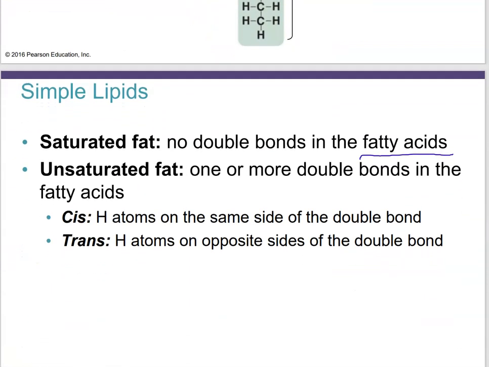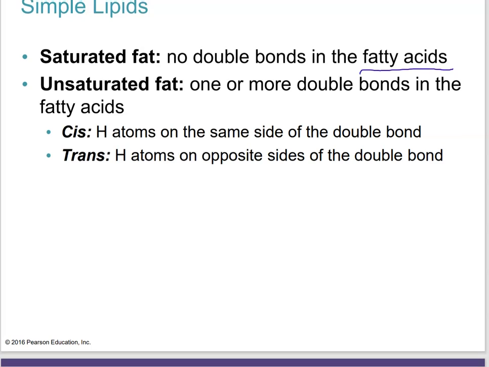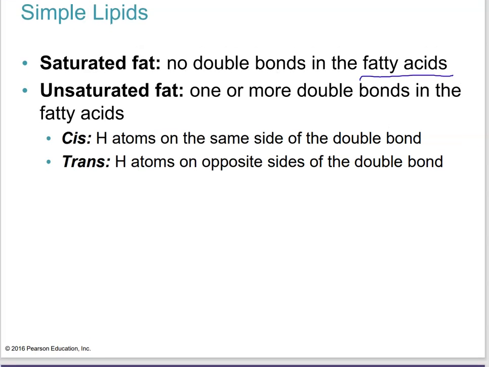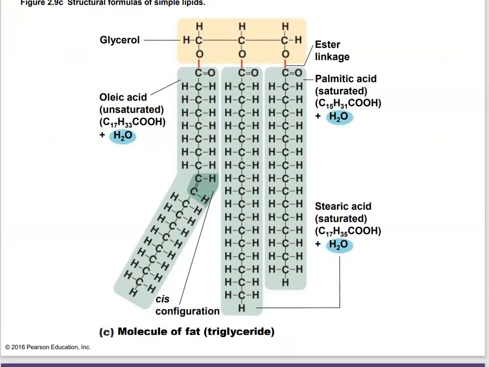Unsaturated means that you have at least 1 or more double bonds in the fatty acid tail, and that means you've got to take away from the number of hydrogens, and so therefore we're no longer saturated with hydrogen. And depending on how the arrangement of these hydrogens is then in the cis or the trans position, that's maybe a little bit too much technical detail, but let me show you here an example.